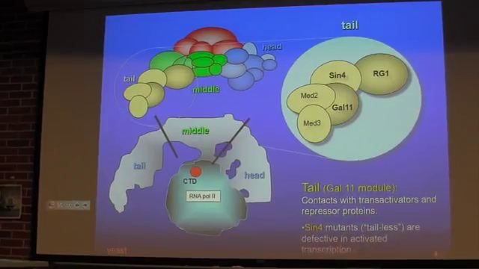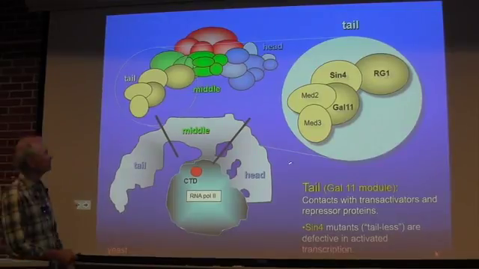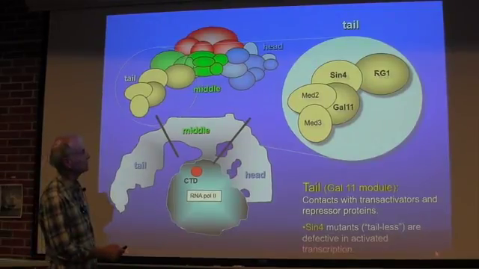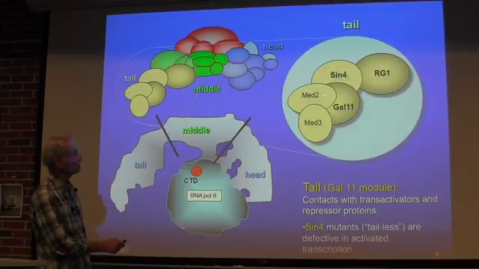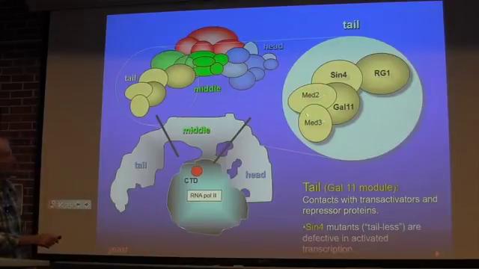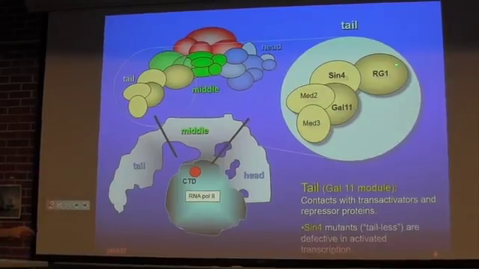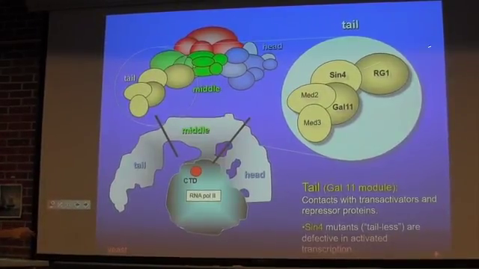Whoop, it's SYN4, not RG1. Misspoke. If you mutate SYN4, that's called the tailless mutant, not a mutation of RG1.